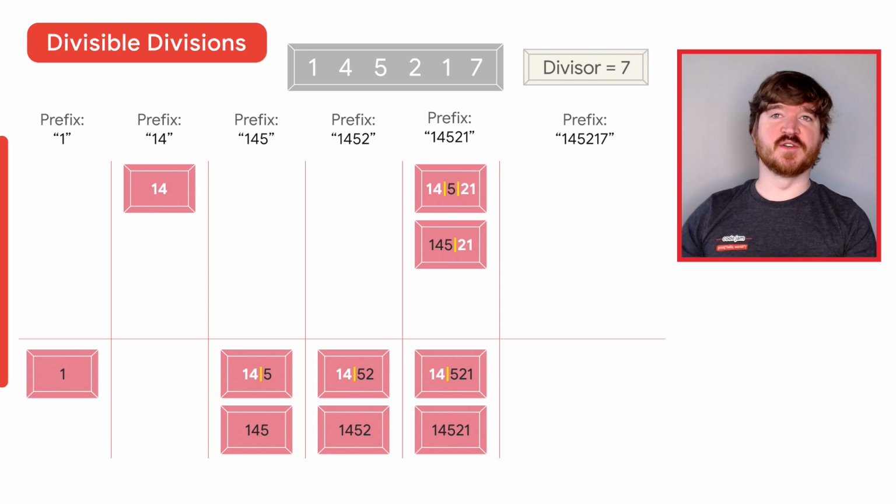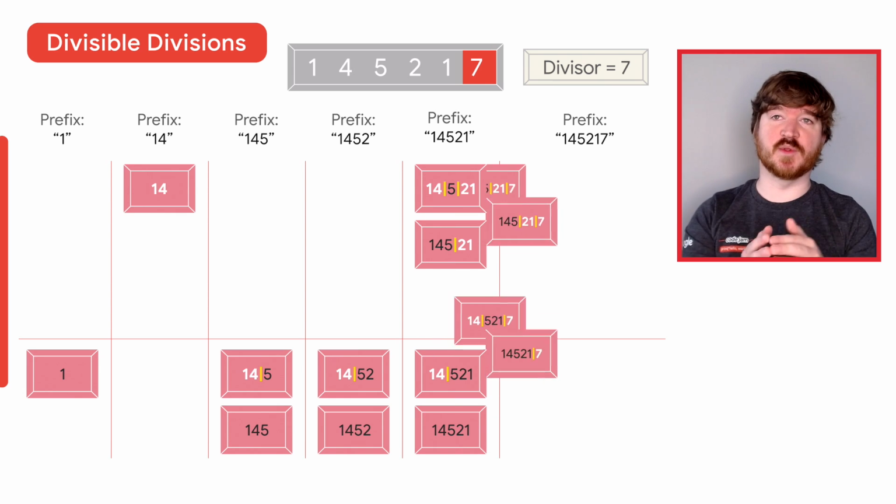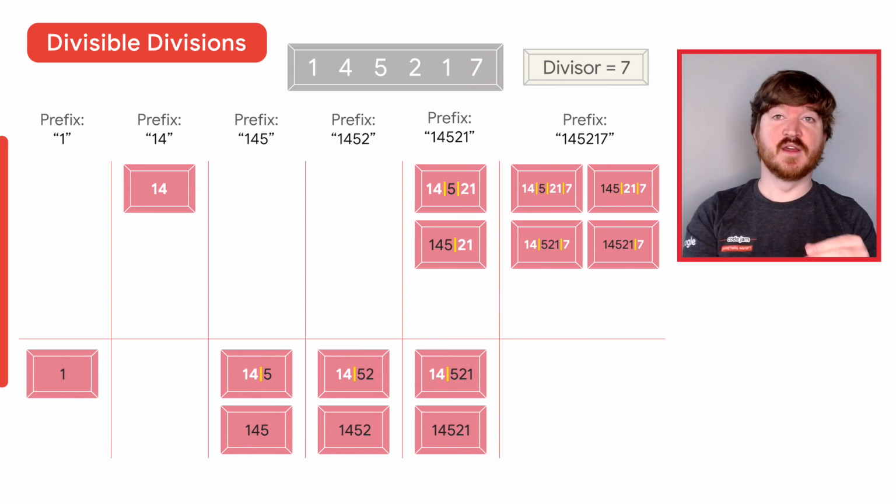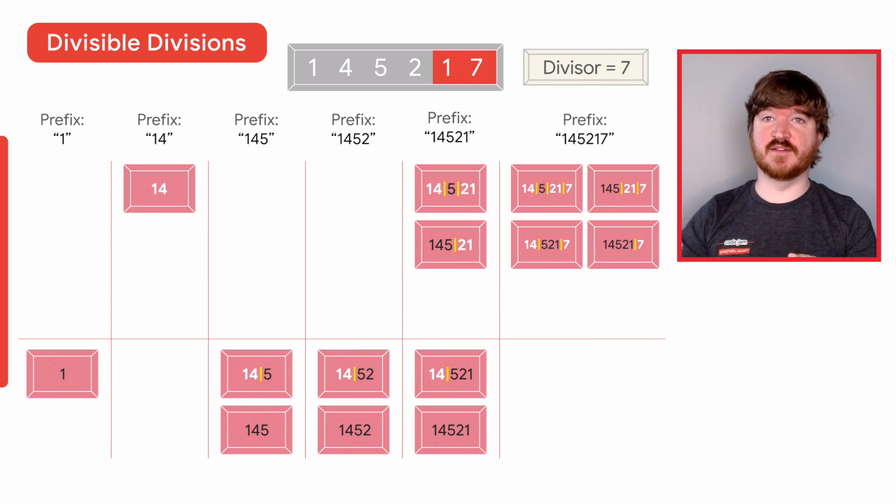That is a great observation, Ray. Let's consider all the possible numbers we could append to the end of these to get a valid sequence. First of all, the last number could just be the 7 at the end of our sequence. In this case, 7 is a multiple of 7, and so we can append it onto any valid sequence from the previous column.